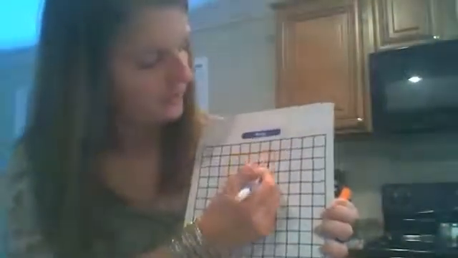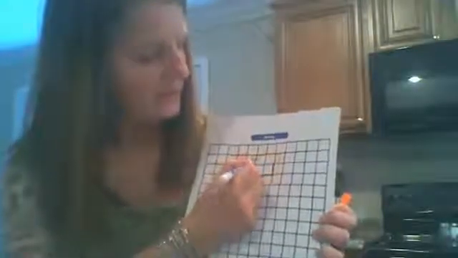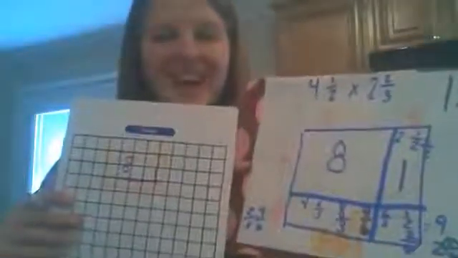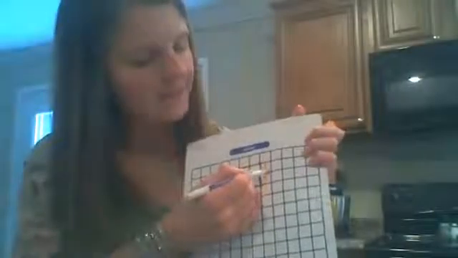So if I look at this section here, I have 8 wholes, right? Now, if I look right here, this is where I multiplied 2 times 1/2 right here, right? 1/2 and 1/2. So that made 1.